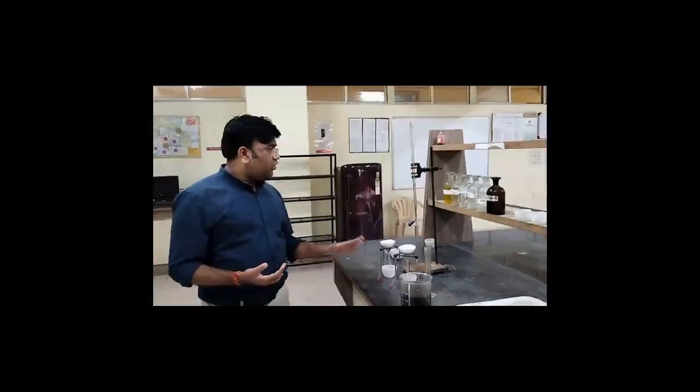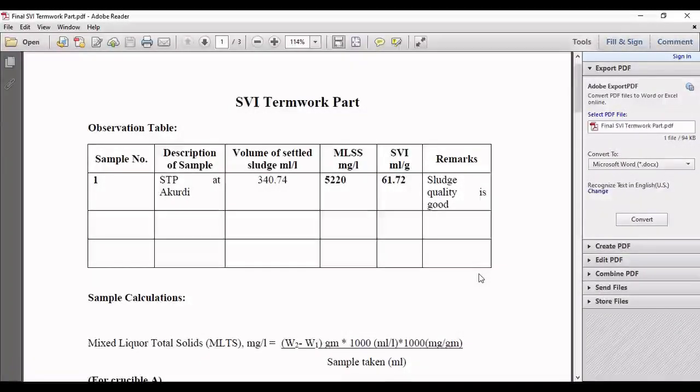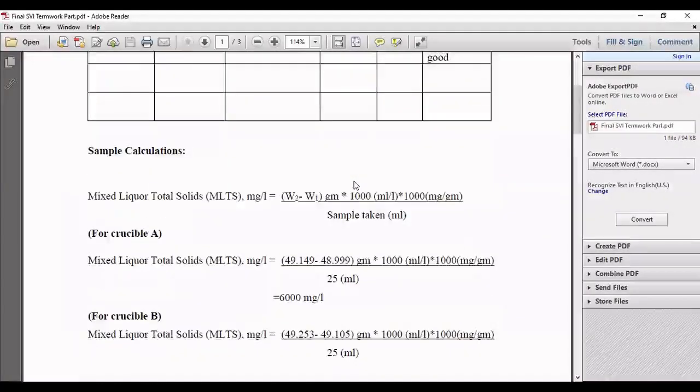Meanwhile, we are going to wait to collect all this filtrate, and then we will be keeping it in the hot air oven. Okay, we are going to see the sludge volume index calculation and also the SVI term work part. So we have taken the sample from STP at Accordia, and according to the experimentation that we have done, the value of V, that is the volume of the settled sludge in ml per liter, that we have got is 340.74, right? These values of MLSS and SVI are calculated, and the calculation part has been explained below.